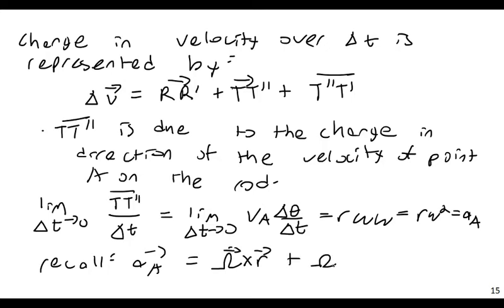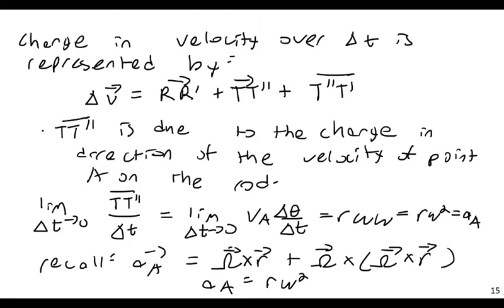plus omega cross omega cross r, or AA equals r omega squared. And we'll continue to work through this. I have a few more comments on this. And so that equals r omega squared.